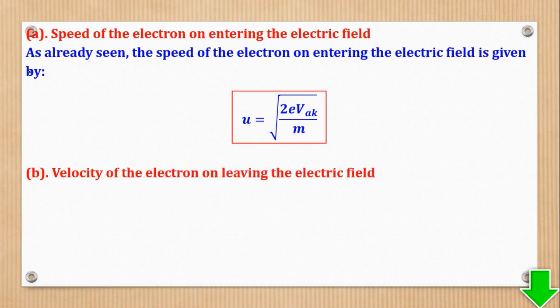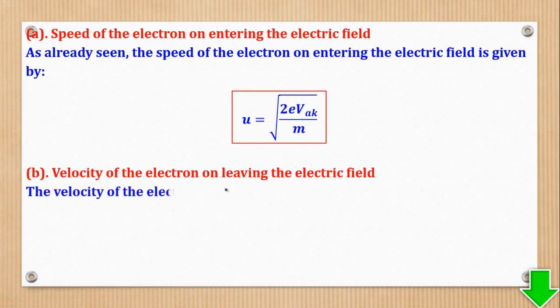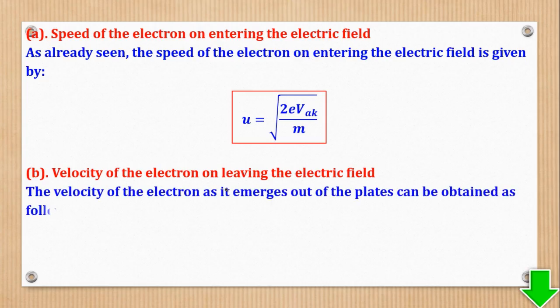So our interest will now start on this. This one we have already looked at, and even looked at the questions. So, the velocity of the electron on leaving the electric field. In other words, they want the value of V. So the velocity of the electron as it emerges out of the plates can be obtained as follows. We shall derive the formula we shall use to get the velocity as it emerges out of the field.